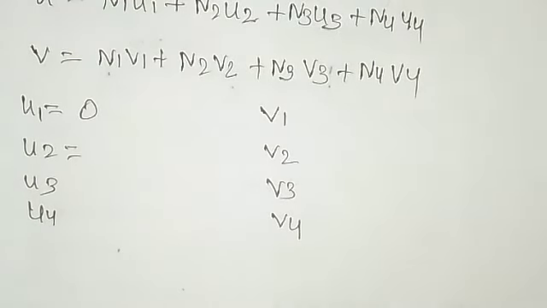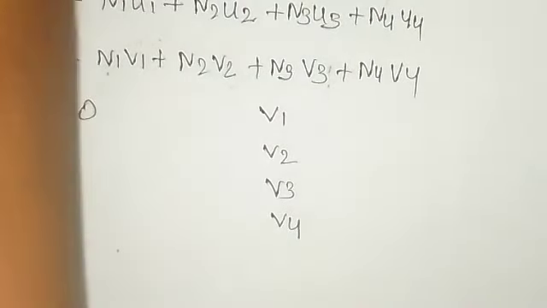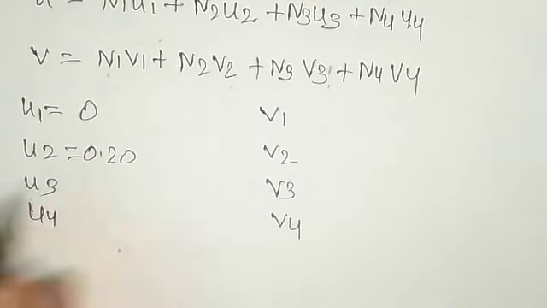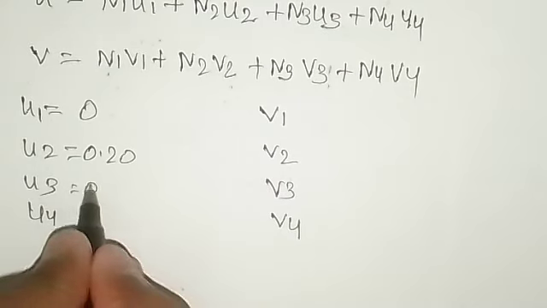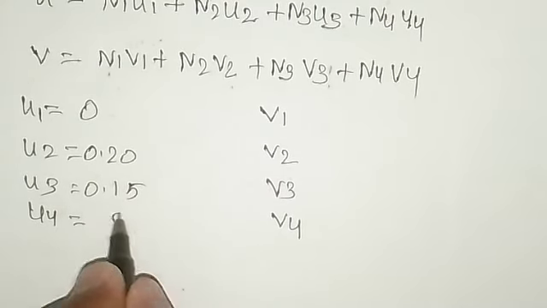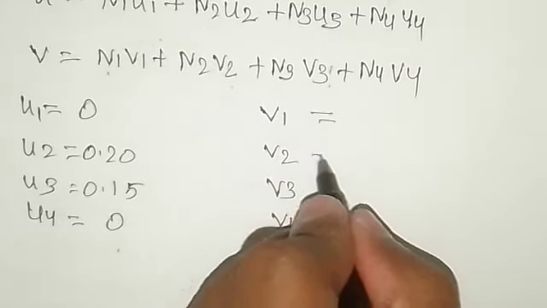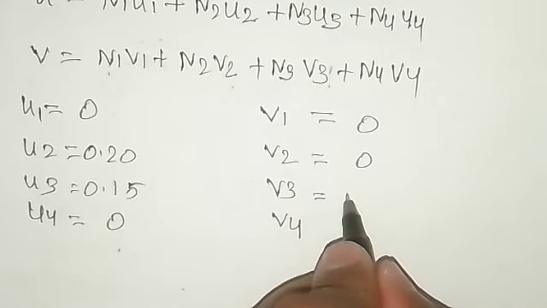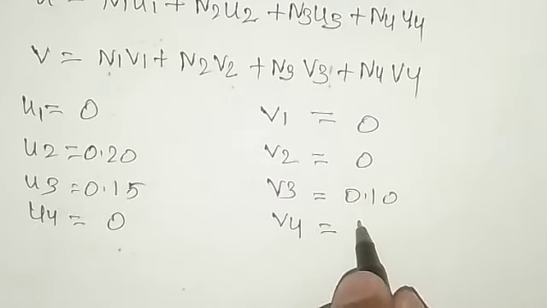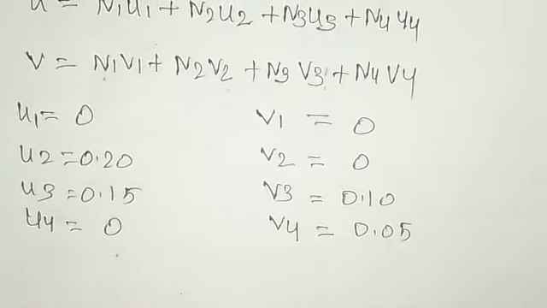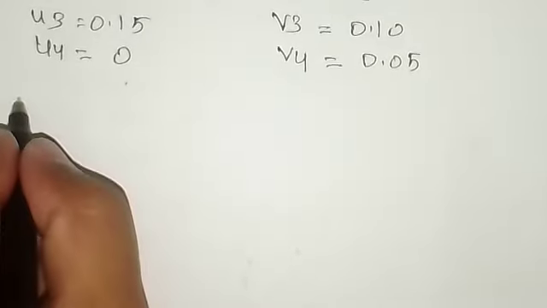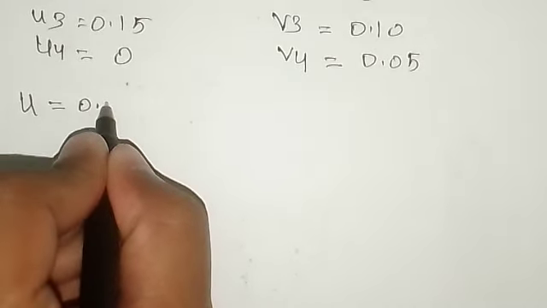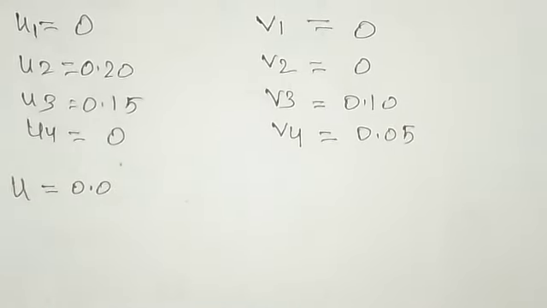So now we can write that u1 is equal to 0 and u2 is equal to 0.20, u3 is equal to 0.15 and u4 is equal to 0. Similarly, v1 is equal to 0 and v2 is also 0, v3 is equal to 0.10 and v4 is equal to 0.05. The thing is very easy. Now you have to find out the u, that is the displacement.